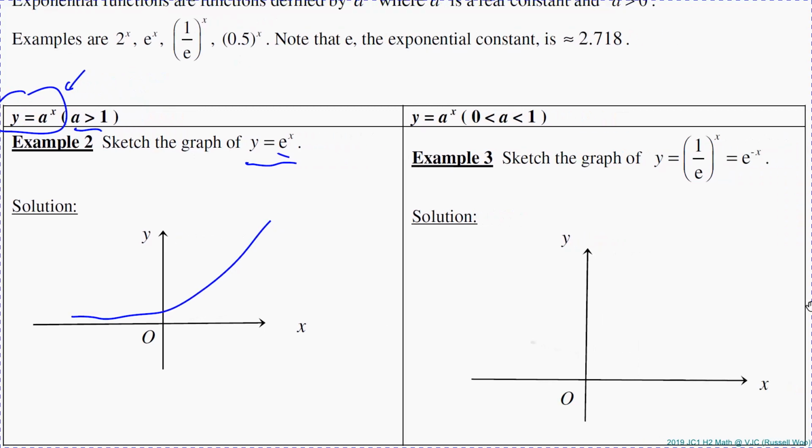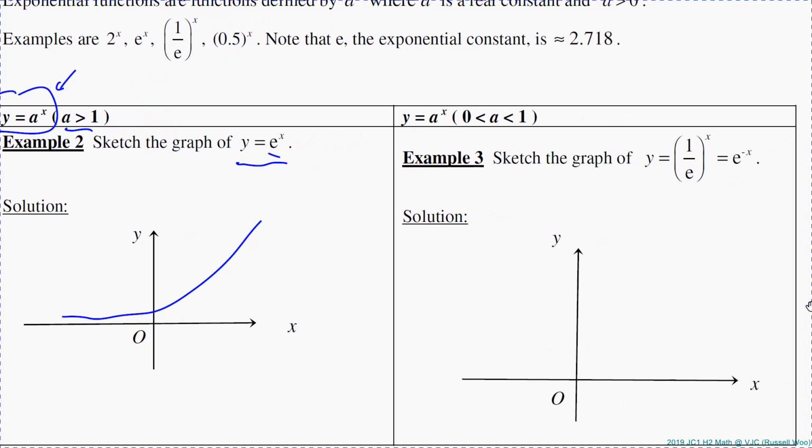What about if a is between 0 and 1? That means you have, for example, 1 over e, this kind of graph. How does this look like? A bit harder, is it? It's a bit harder. Actually, it makes sense. This graph looks like this because if you substitute x as very big, then e to the power of a very big number is confirmed a very big number. Make sense? If you substitute x to be negative 1000, for example.